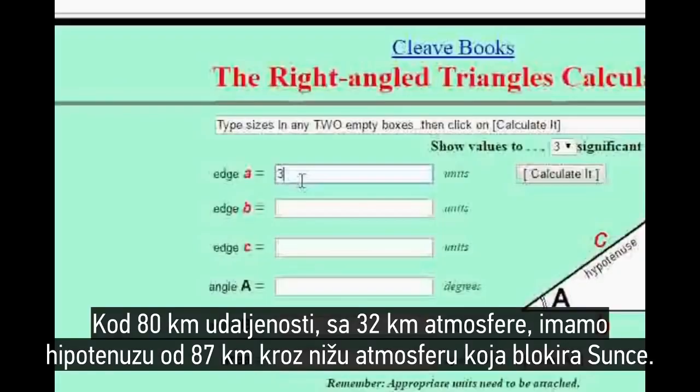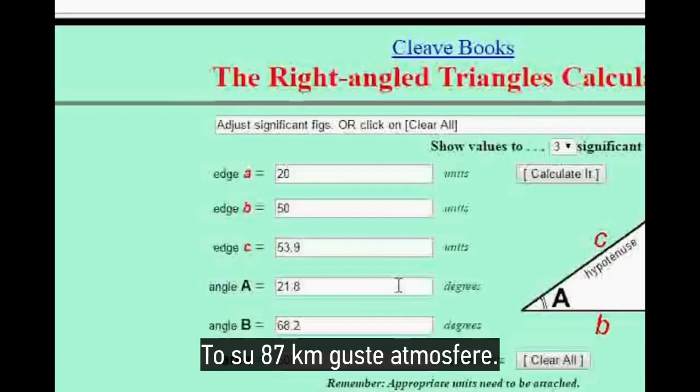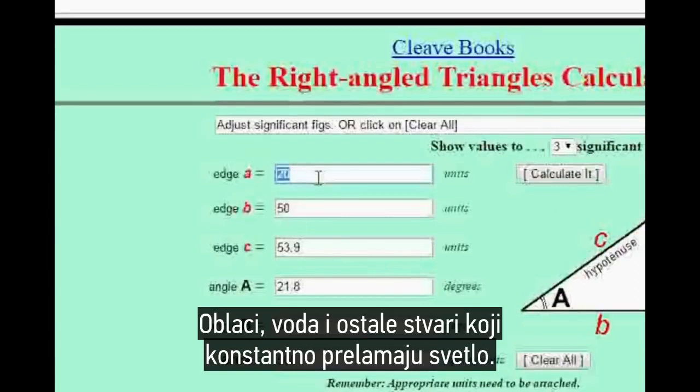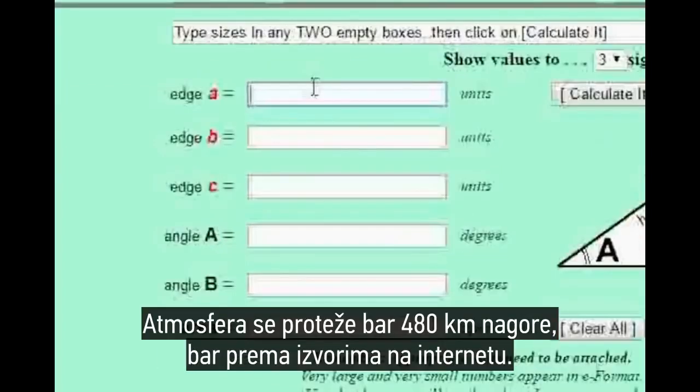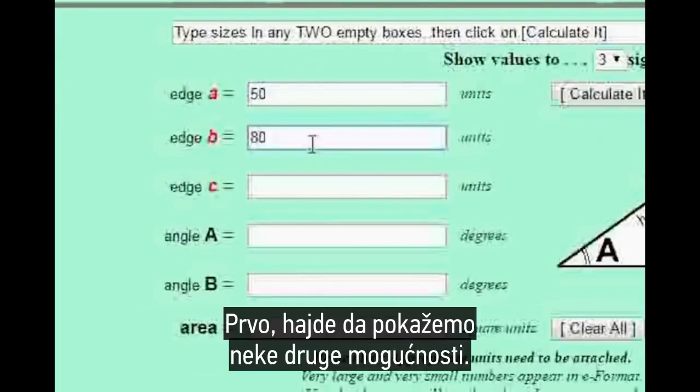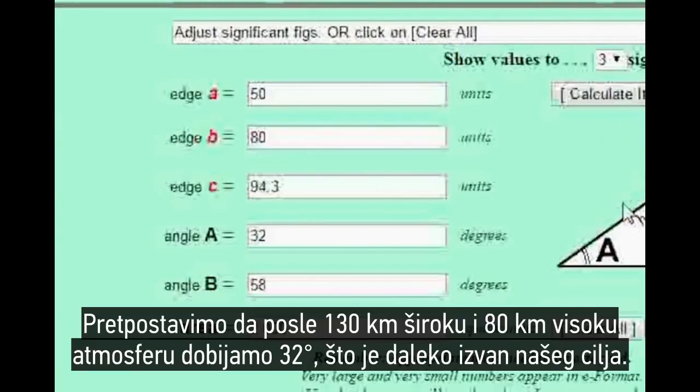At 50 miles away, with 20 miles of atmosphere, there is 54 miles on the hypotenuse of lower atmosphere blocking the sun. That's 54 miles of dense atmosphere, clouds, water, and other things constantly refracting the light. That's at an elevation of 21.8 degrees. However, it's below our target, so why stop there? The atmosphere extends 300 miles upwards at least, according to the internet. First, let's show some other possibilities. If we assume that after 80 miles away and 50 miles high of atmosphere, we get 32 degrees, which is far beyond our target.